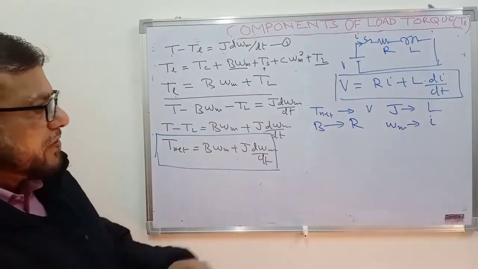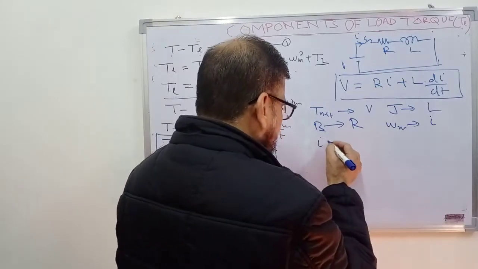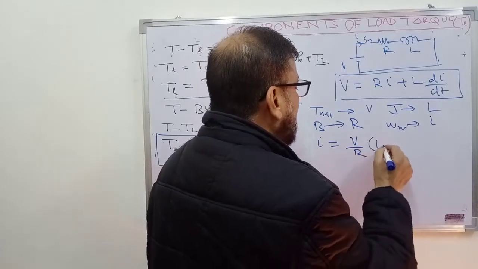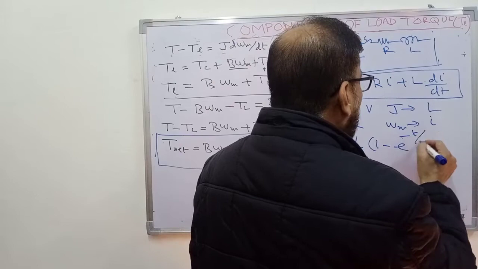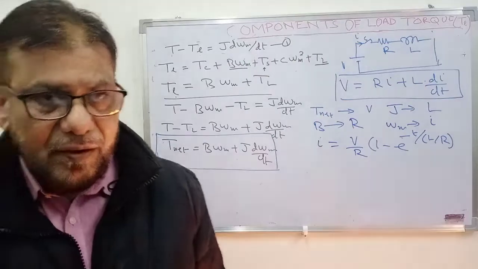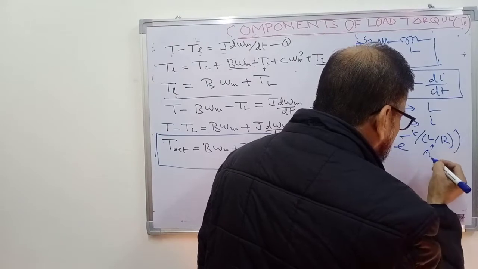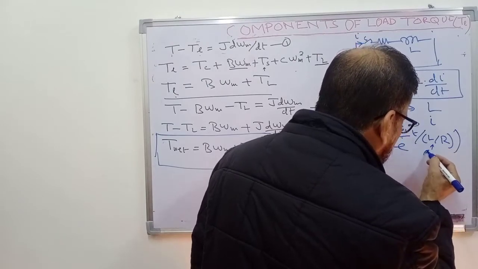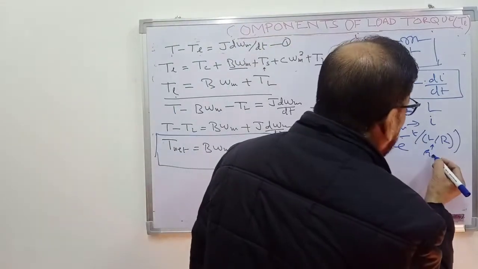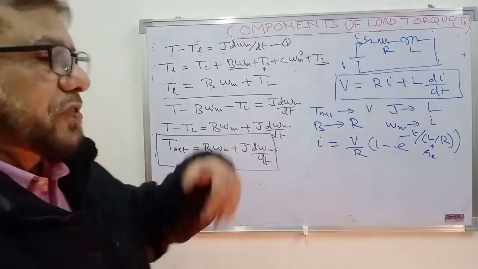You recall what the solution of this equation is. We write the current I as V upon R times 1 minus e to the power minus t upon L by R. This L by R we call the time constant. Let me call it tau E, the time constant of the electrical circuit, or you can say the electrical time constant of the circuit.